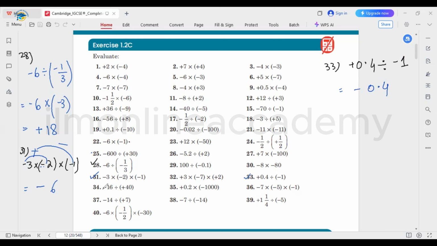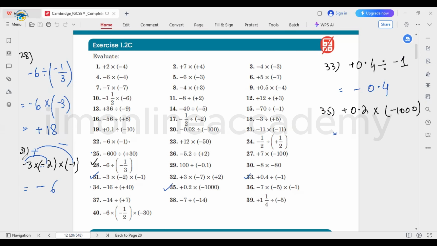Okay, let's see the next question. 35th. Randomly I'm just picking some question. 35th is positive 0.2 and we need to times it by negative 1000. So here we need to multiply it. So this is positive 0.2.